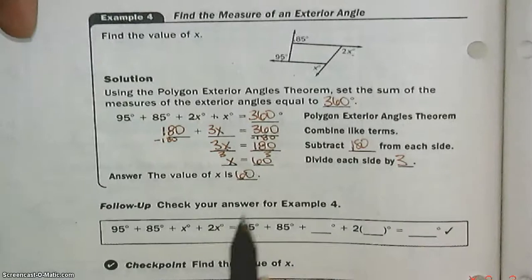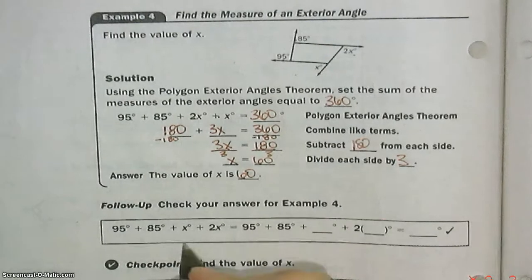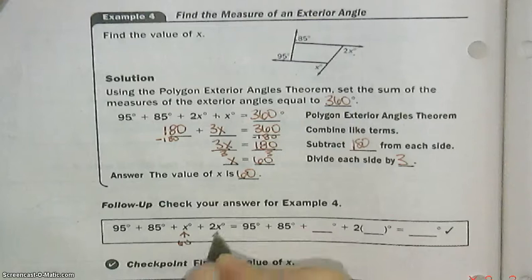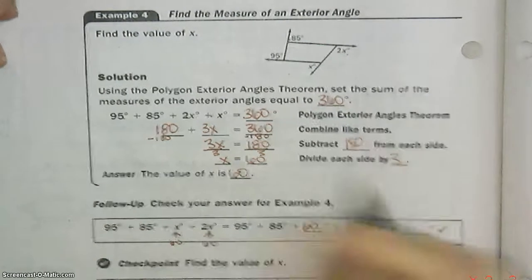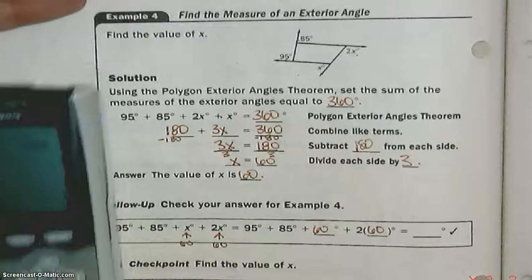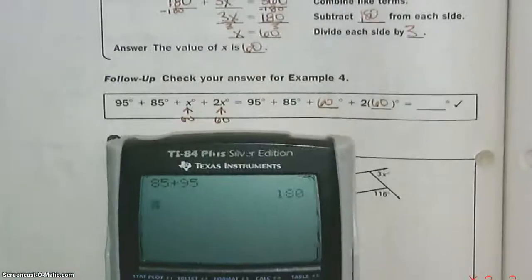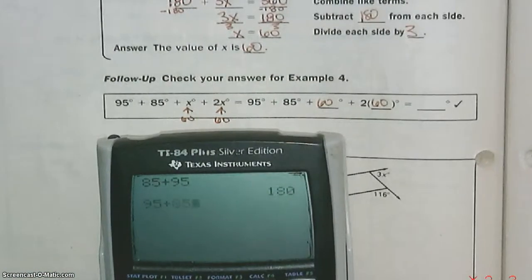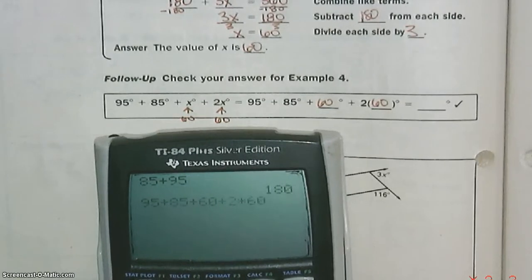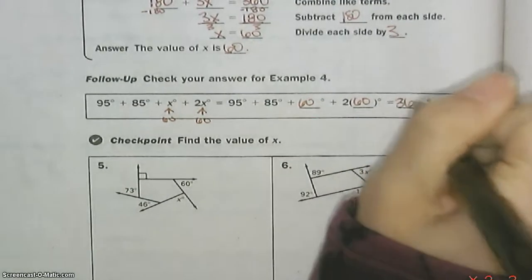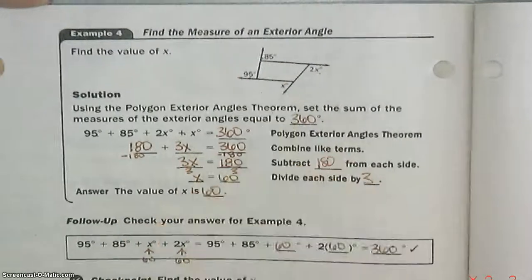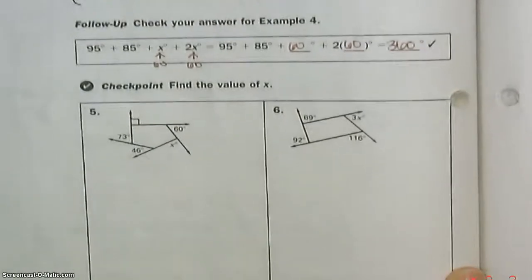All right, let's check that to make sure that worked. So I'm going to put in 60 here and 60 here and make sure that works. All right, you ready? So 95 plus 85 plus 60 plus 2 times 60 is 360 degrees. That's perfect because we know that there's 360 degrees on the outside of any shape.